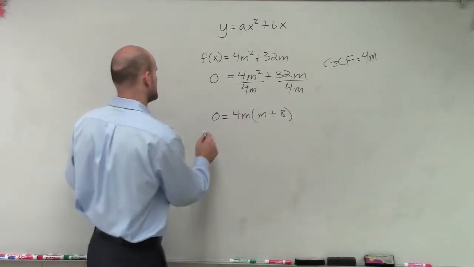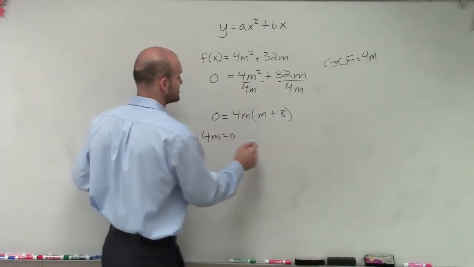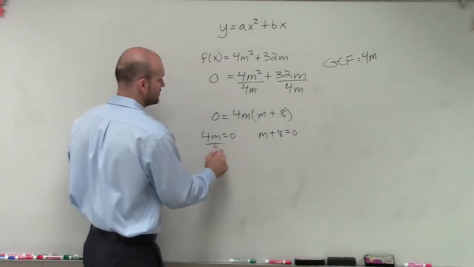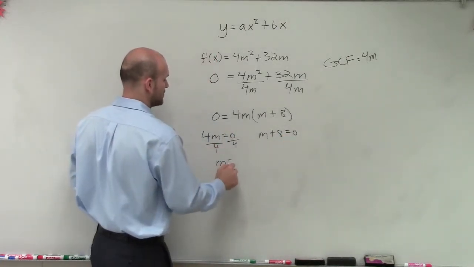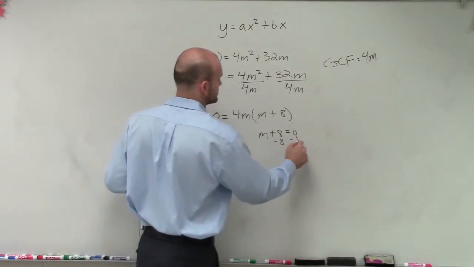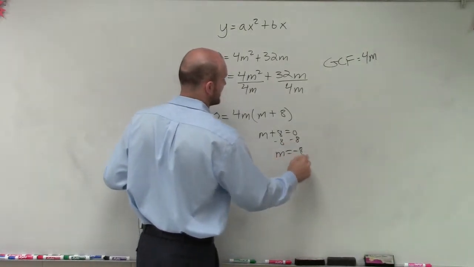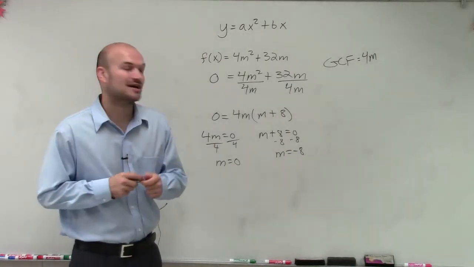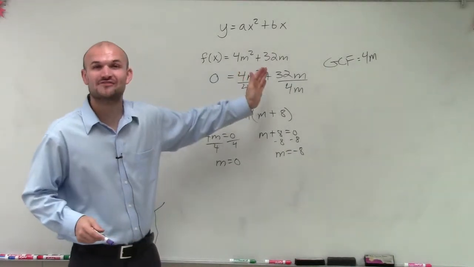Therefore, now I can apply the zero product property and say 4m equals 0 and m plus 8 equals 0. Now by solving, I isolate my variable. So m equals 0. Subtract 8, m equals negative 8. So there you go, ladies and gentlemen. That is how you solve this quadratic equation, or as I wrote it, a quadratic function. Thanks.